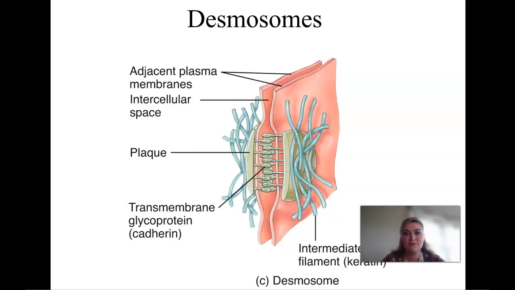So looking here, you see the two plasma membranes. Of course, they have that intercellular space, which is going to separate them. You'll see the plaque with the cytoskeleton attached in using the little blue particles, and then you'll see the transmembrane glycoproteins also hooking them together. But this time it's going to act more as a zipper.